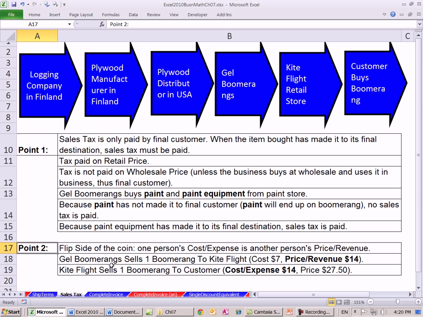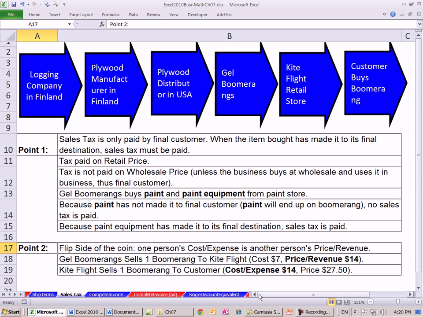All right, so Gel Boomerang sells one boomerang to Kite Flight. But check this out from Gel Boomerang's point of view. It costs Gel Boomerang $7 to make, but they charged Kite Flight $14. Okay? To Gel Boomerangs, when you sell something, it's 14 bucks. Now let's switch over to the flip side of the coin. Here's Kite Flight. Kite Flight sells one boomerang to a customer. Well, how much did Kite Flight pay for it? $14. And then the customer paid this.